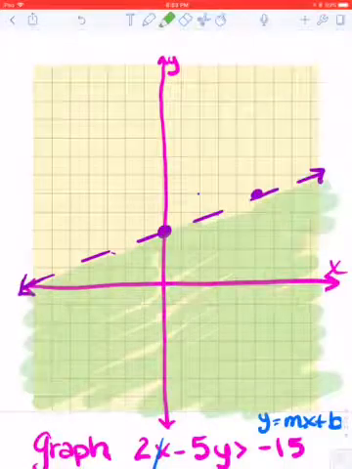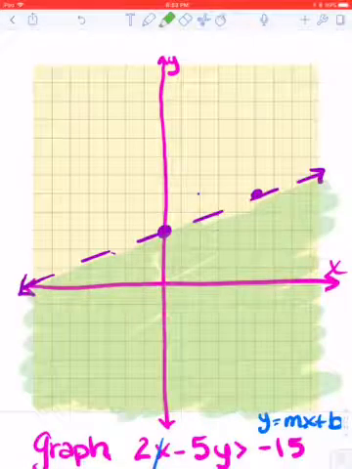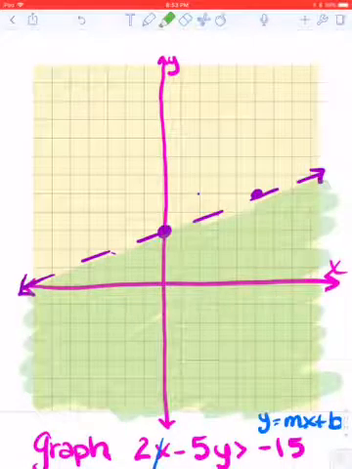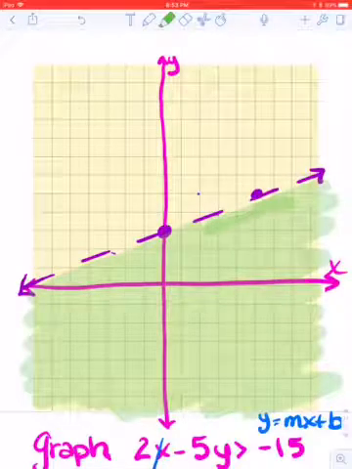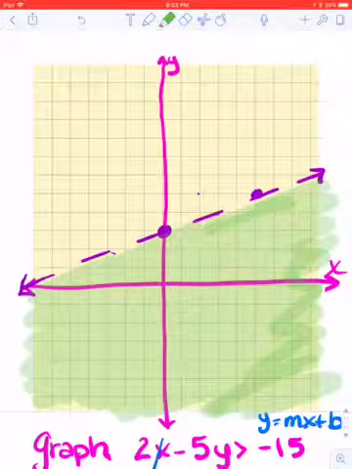Now remember, I need to be able to tell if your line is dashed or filled in. So make sure you can get close to it, but don't quite touch it. And then you're filling in everything underneath.